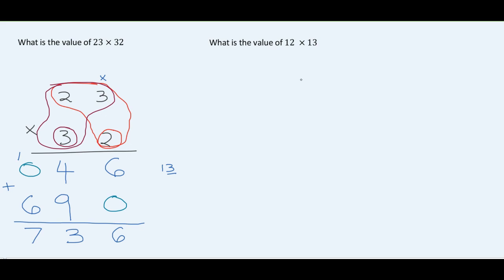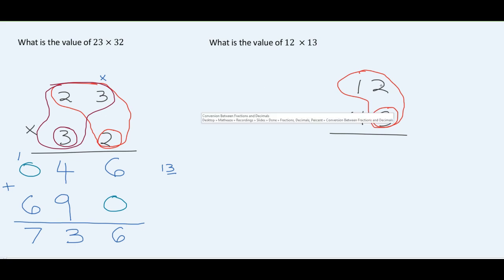Let's try another example. We have 12 multiplied by 13. So we arrange them vertically. Now we're going to start from the bottom row, the right hand side. So now we're going to multiply 12 by 3. We're going to follow the steps we've shown in multiplying by one-digit numbers. So we have 2 times 3, that's 6. 1 times 3, that is going to give us 3.